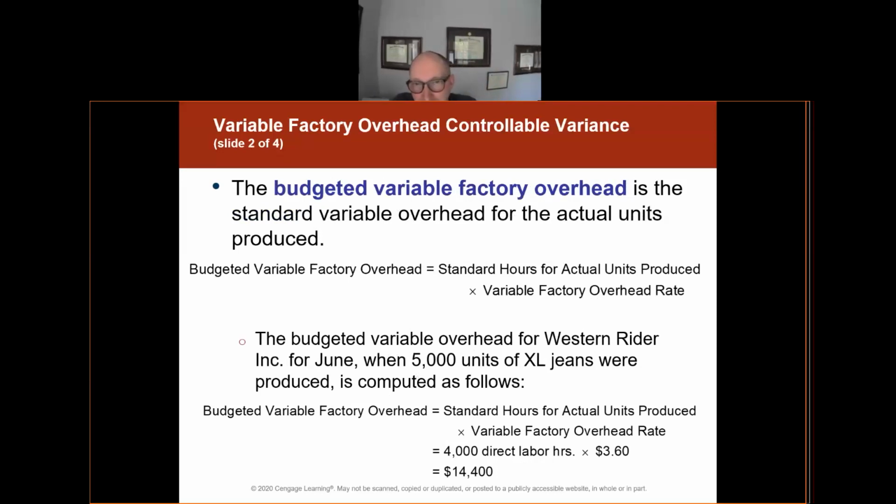So the budget for variable factory overhead is calculated by taking the standard hours for actual units produced times the variable factory overhead rate. Now, the standard in our example is 4,000 hours. That's what we budgeted for. Times the variable factory overhead rate of $3.60. That gets me to 14,400 of variable factory overhead.